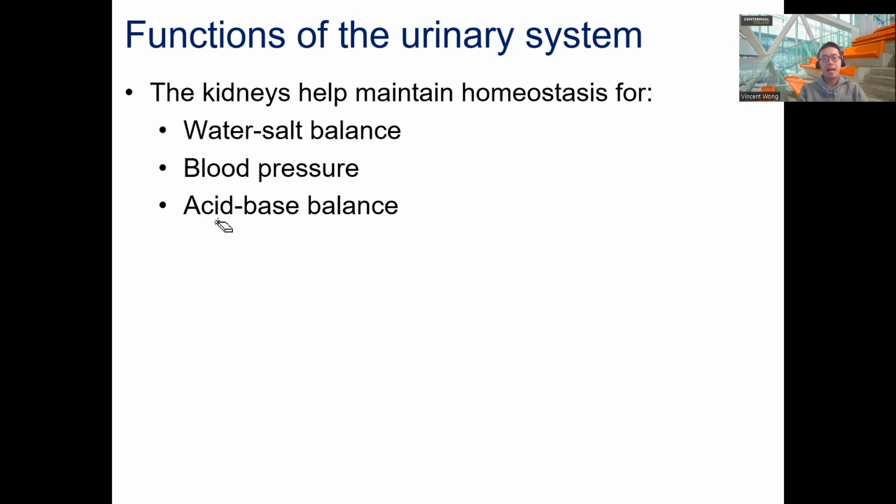Also plays a role in acid and base balance. Your pH of the blood is very important. We learned that it has to be around 7.35. So if it's too acidic or too basic, your kidney will help get rid of some of those excess H plus in some cases, and help rebalance the blood pH. So these are the main things that we will talk about in terms of maintaining homeostasis.